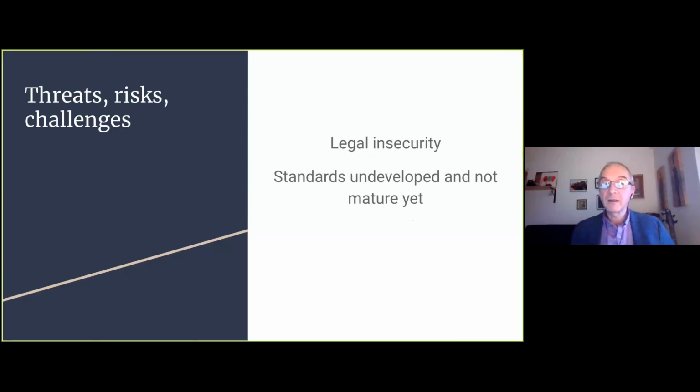Leading us to the, I think, last slide on the threats and risks, and that's about legal insecurities. Several countries have come up with legal frameworks for regulating some aspects of blockchain technology, but primarily when it comes to financial aspects. Not everything is regulated. And I would say very few countries have done that, so a small number.